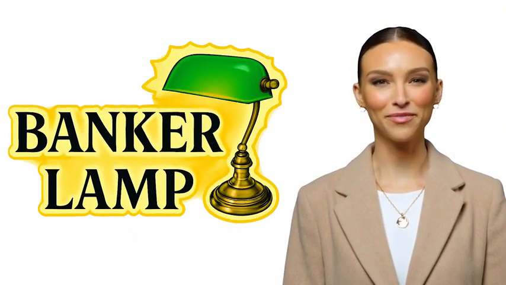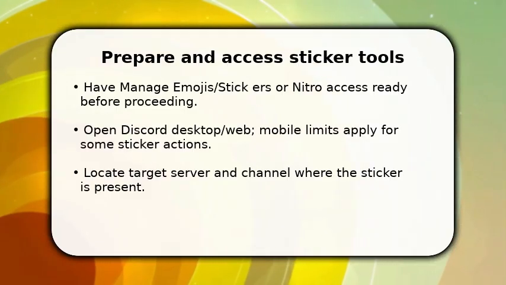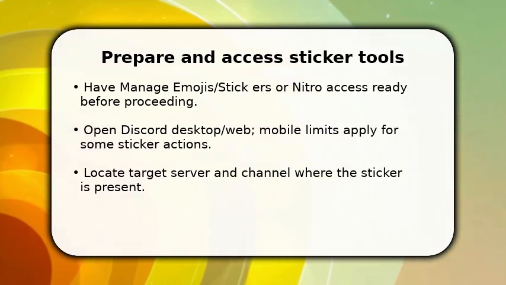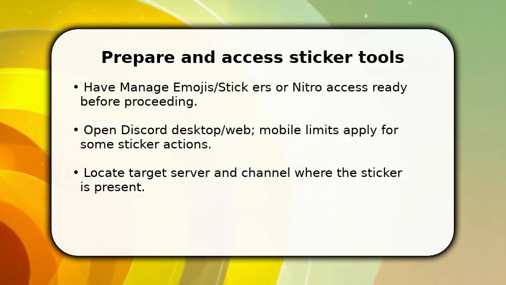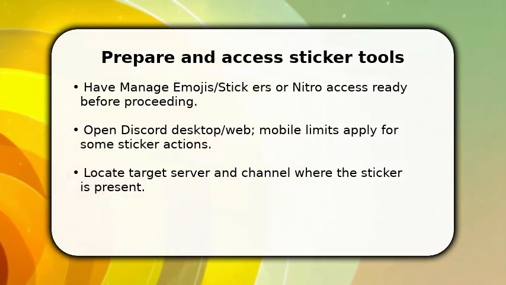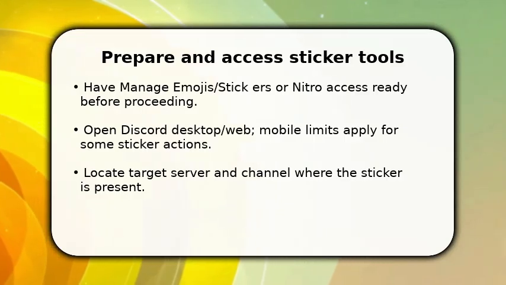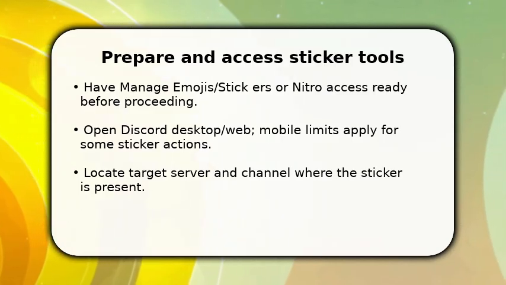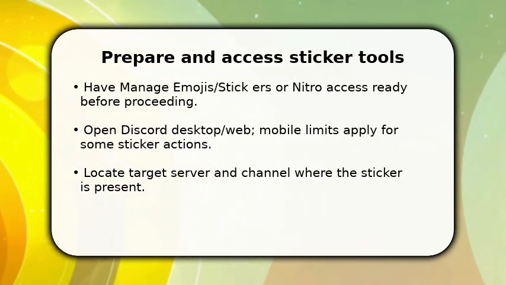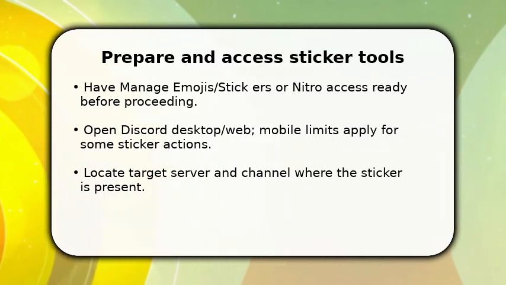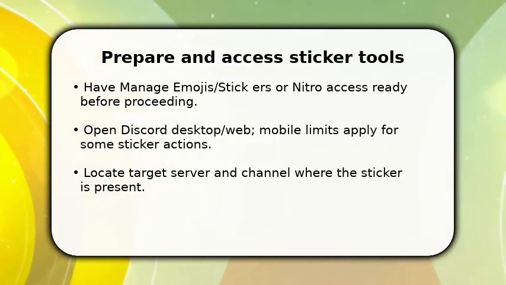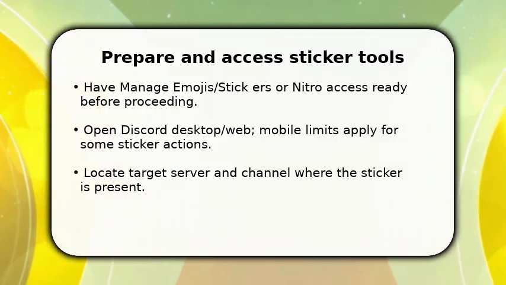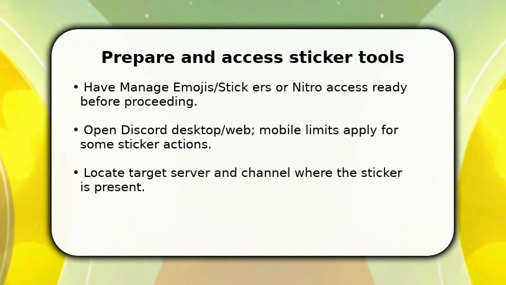Please enjoy the video. You start by confirming permissions and access. You need manage emojis/stickers or Nitro to use external stickers, so check that now. Once you confirm, open Discord on desktop or web because those interfaces let you inspect sticker details. Mobile can limit options. Next, navigate to the server and the exact message or sticker panel where the sticker appears so you can begin copying or adding it. Doing this fast preserves context and avoids permission surprises later.